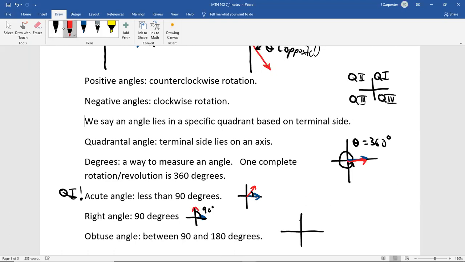So if your initial is here, that means your terminal is somewhere over here. So this could be like 130 degrees, 170 degrees, 141 degrees. That is an obtuse angle.